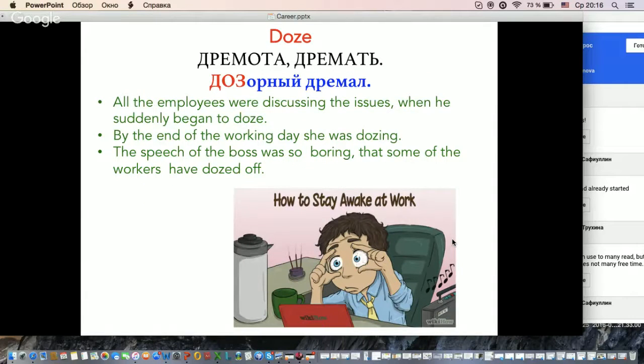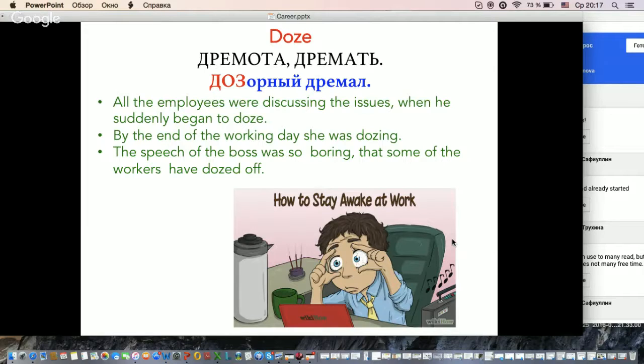Doze. Дремота или дремать. Дозорный дремал. All the employees were discussing the issues when he suddenly began to doze. Все сотрудники обсуждали какие-то вопросы, как вдруг он начал дремать. By the end of the working day, she was dozing. К концу рабочего дня она начинала засыпать. The speech of the boss was so boring that some of the workers have dozed off. Речь босса была настолько скучной, что некоторые из работников задремали.